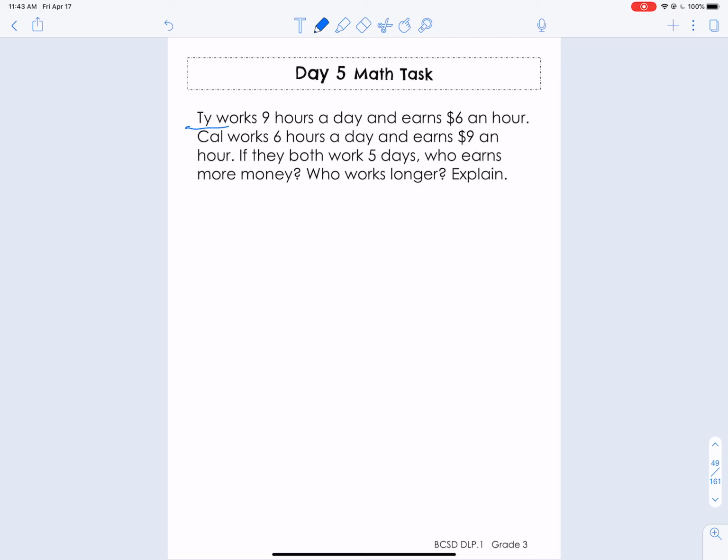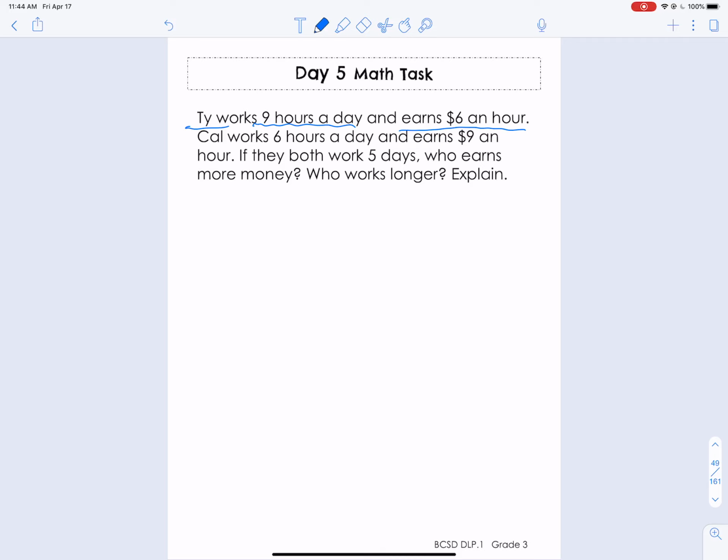Okay, I'm first going to focus on Ty. I'm going to try to do all my math regarding Ty in the same color. I'll do that in blue. So Ty works 9 hours a day and earns $6 an hour. This is sounding like multiplication because he works the same number of hours every day and he earns the same amount of money for every hour that he works.